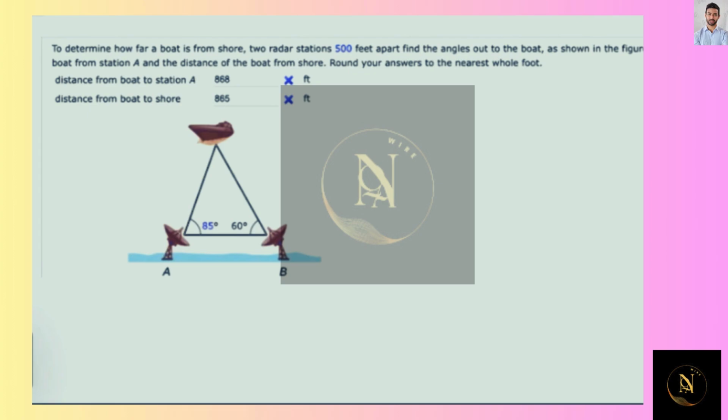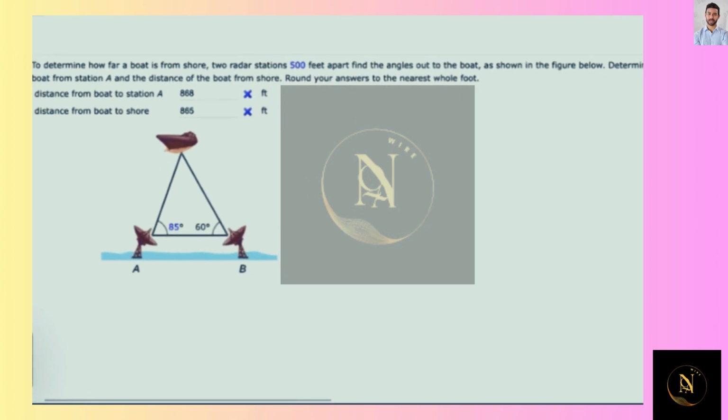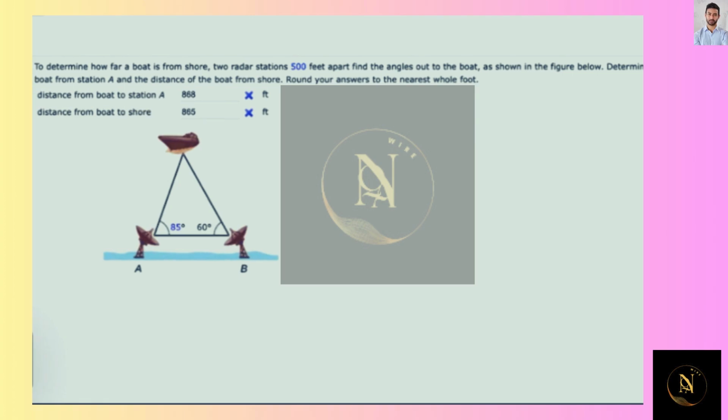Okay, so to determine how far a boat is from shore, two radar stations, sorry, not two boats, are 500 feet apart. So let's throw that 500 down at the bottom. So A to B is going to be 500. We also have two angles of this triangle.